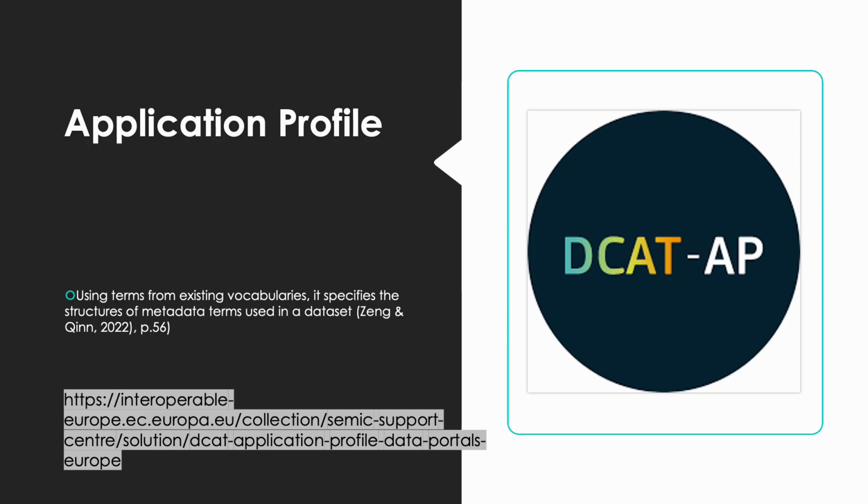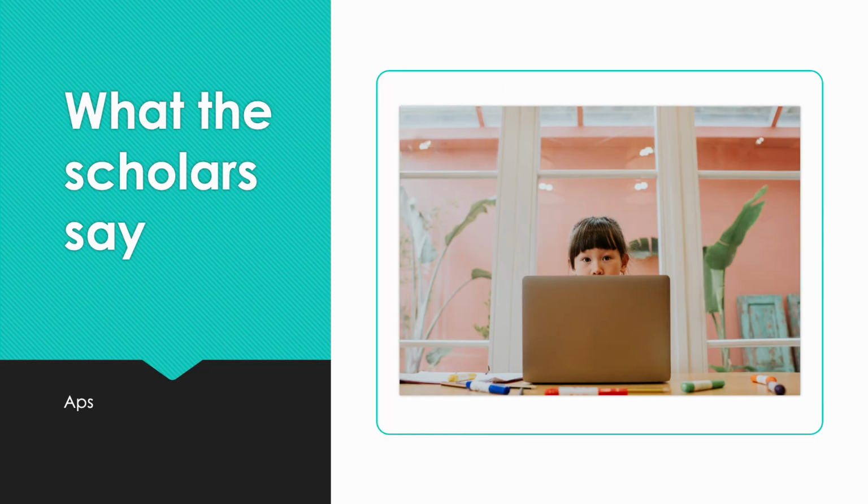Okay, so now we're going to talk about application profiles, because this is going to be important for our next section. We're going to use terms from existing vocabularies, and it specifies the structure of metadata terms used in a database, and that's from our textbook, and that's where the image was found. Okay, so now we're going to talk about what the scholars say, and they mostly talk about application profiles, so that's what we're going to talk about next.